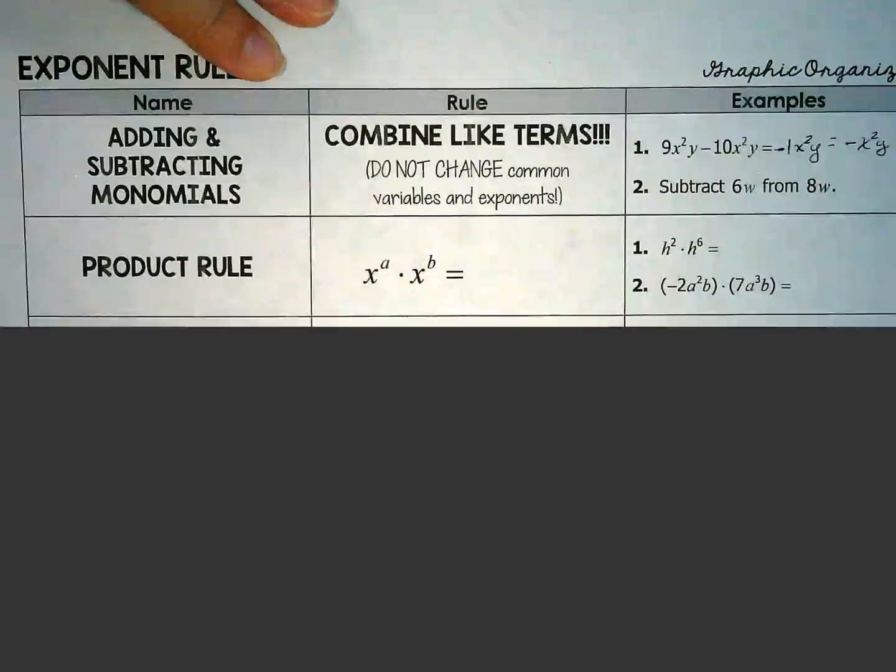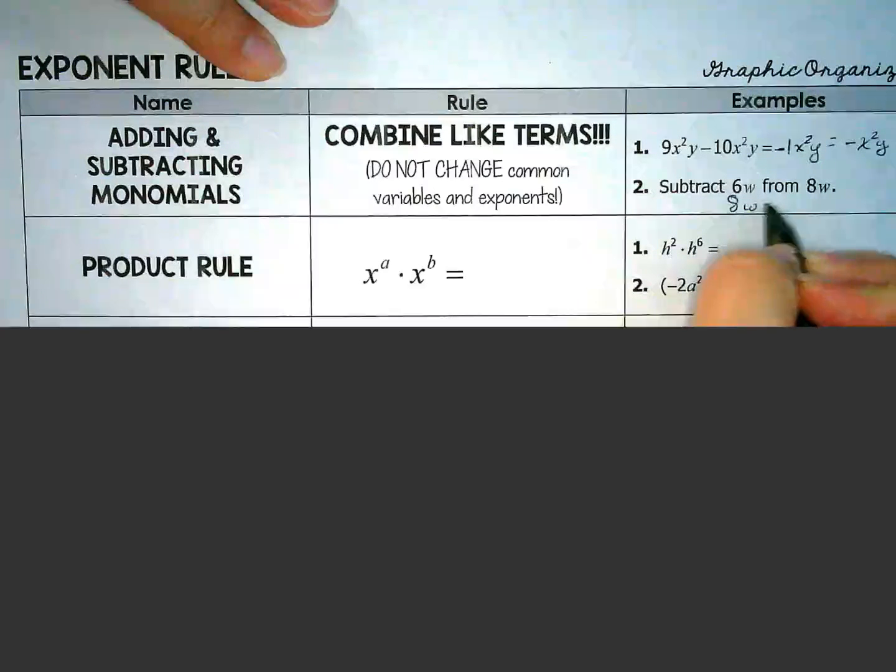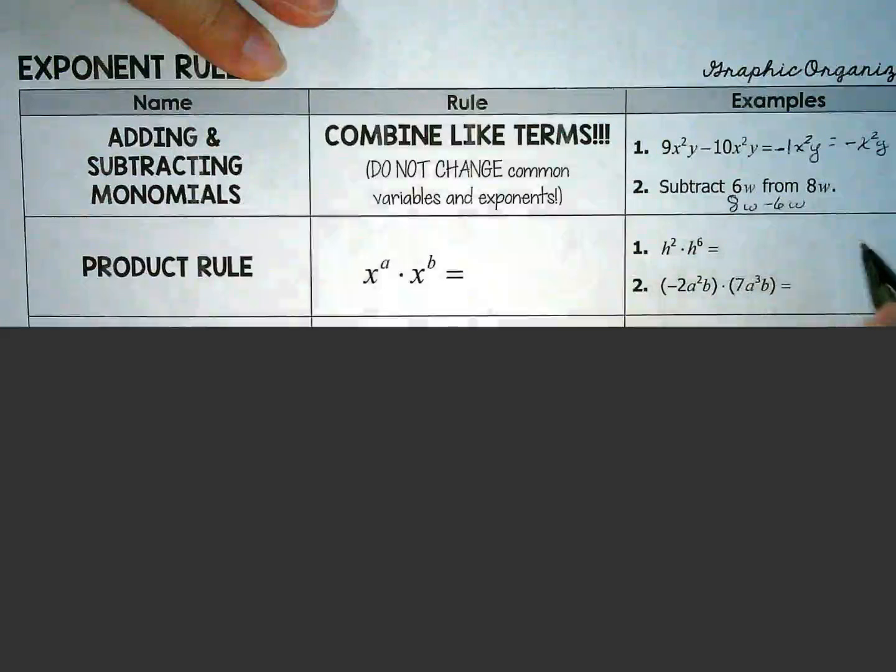And if we look at the next one, subtract 6w from 8w, that ends up being 8w minus 6w. Again, we have like terms because the variable is the same. The exponent that we don't see is 1, so the exponent is the same. And then we just do the math with the numbers. 8 minus 6 is 2, and then we bring the variable over, giving us 2w.